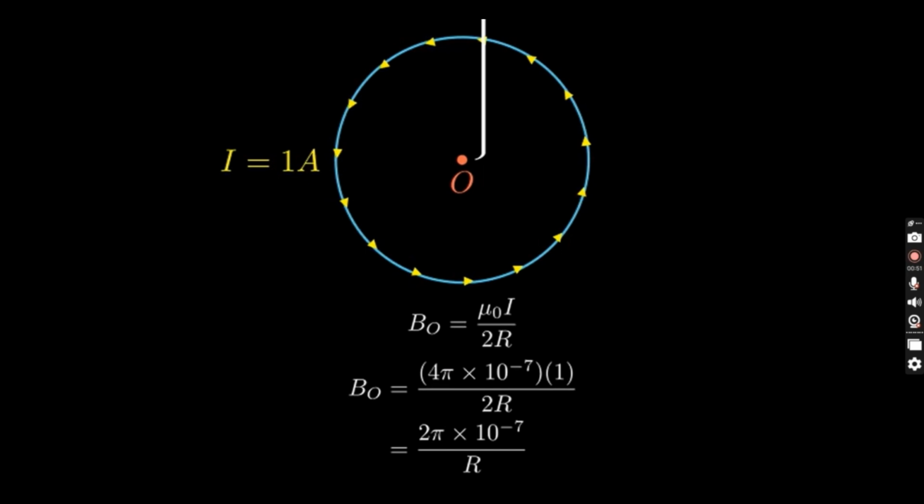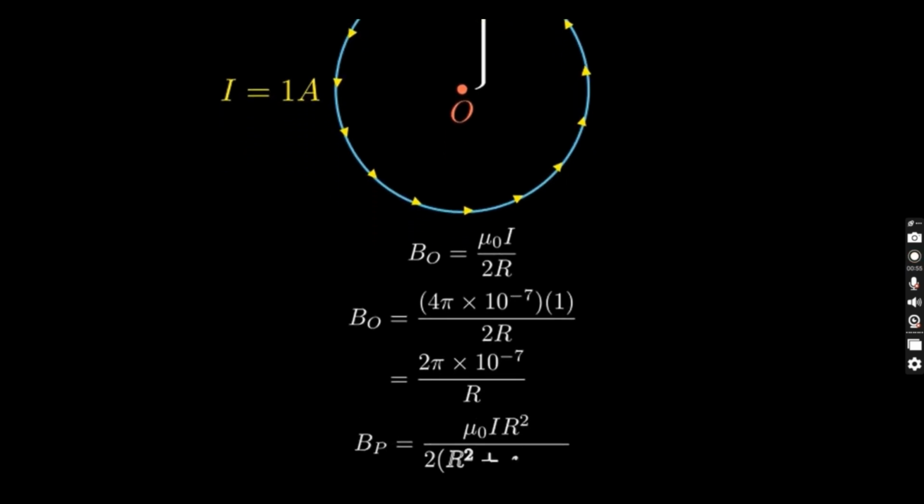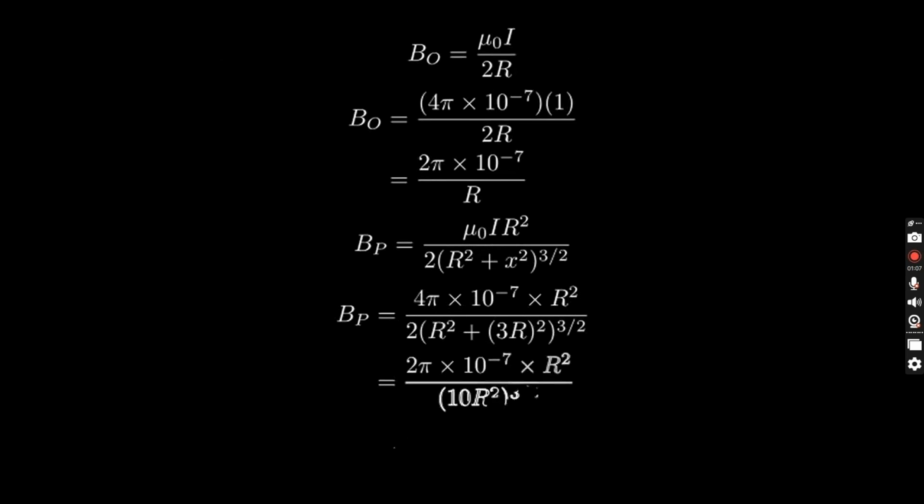Now for point P, which is at a distance of 3R from the center, the magnetic field at an axial point is given by B equals mu0 I r squared divided by 2 times the quantity r squared plus x squared to the 3/2 power, where x is the distance from the center. Substituting x equals 3r and our values for mu0 and current, we get 2 pi times 10 to the minus 7 r squared divided by 10 r cubed.